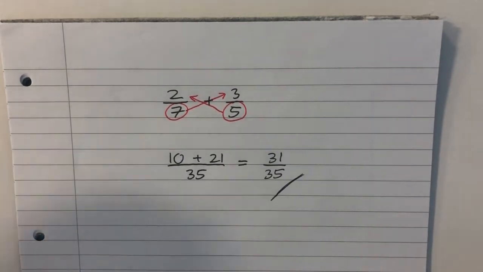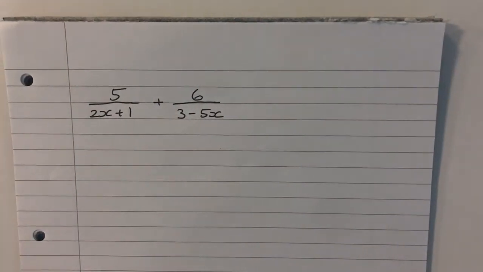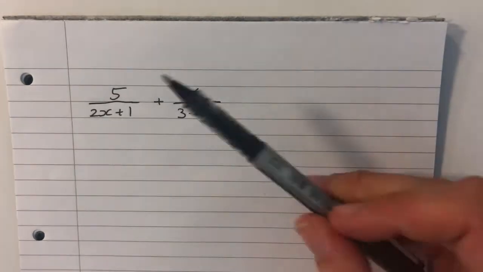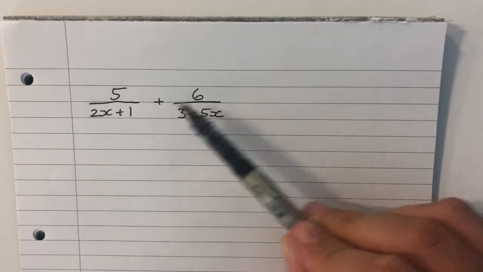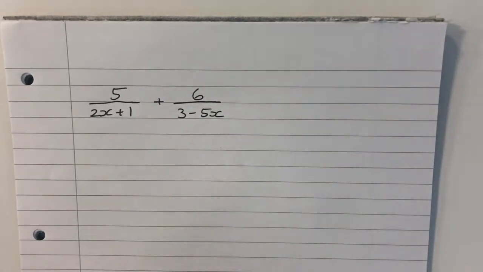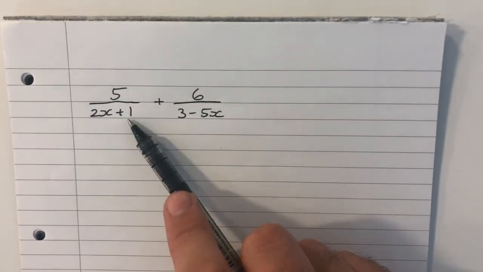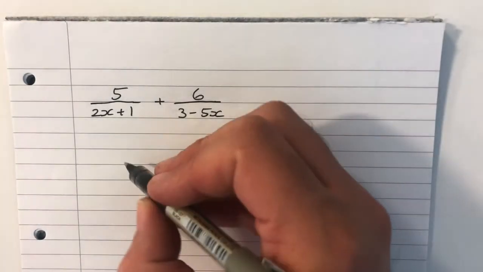Okay, so that process is called cross-multiplying. We apply exactly the same technique when we have algebraic fractions. So here we've got an integer divided by an algebraic expression plus an integer divided by another algebraic expression. And just like we did with the numerical example, we're going to cross-multiply this so that the denominator is common to both fractions, and then we can just add the tops.